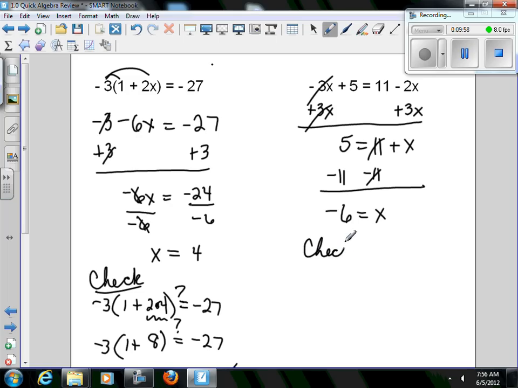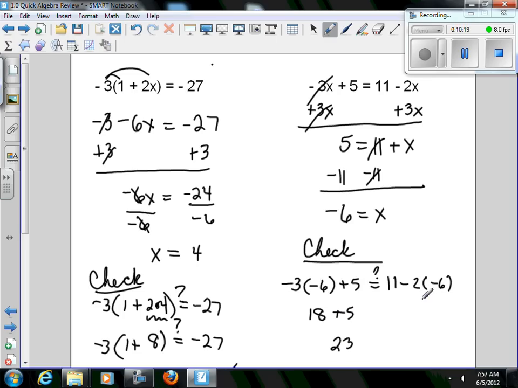Check this. Plug it into the original equation. So I have negative 3 times negative 6 plus 5. Does that equal 11 minus 2 times negative 6? On the left, doing the multiplication first, negative 3 times negative 6 is 18, and 18 plus 5 is 23.